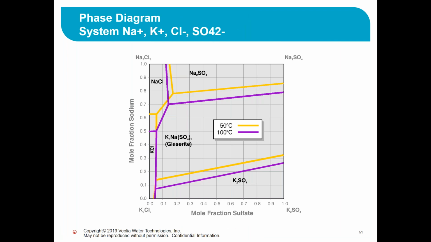If we look at the phase diagram here, we can see that the glaserite solubility is a function of temperature. We take advantage of that in ECRP, and what we do is we take a second stage and we cool the purge, and we crystallize glaserite out of it, which is a potassium salt and a potassium sulfate. So it allows us to concentrate the potassium in our purge.